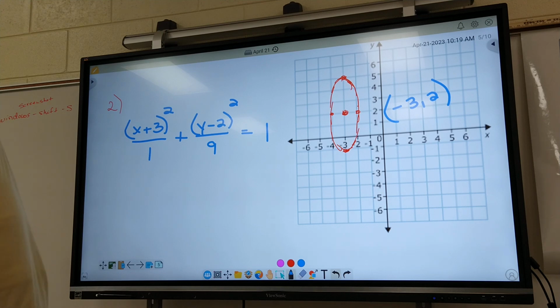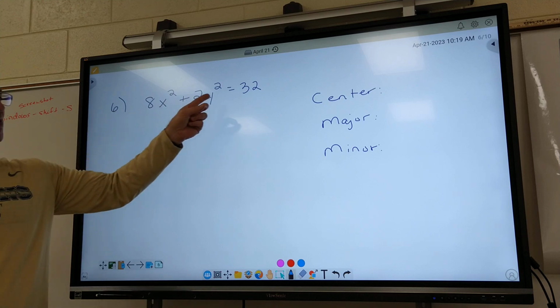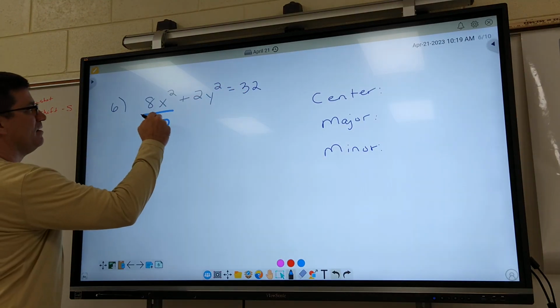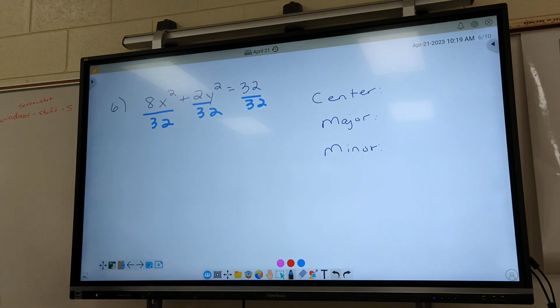Everybody good on 2? All right, so now number 6, we're not going to have to graph anything on the back. That's going to make it faster. What we have to do is set this in standard form for an ellipse. And we've already said if it's standard form, it equals 1, right? How can we make this equation equal 1? Whatever you have over here, you're going to divide all the way down on every problem. 6, 7, and 8 are all the same.